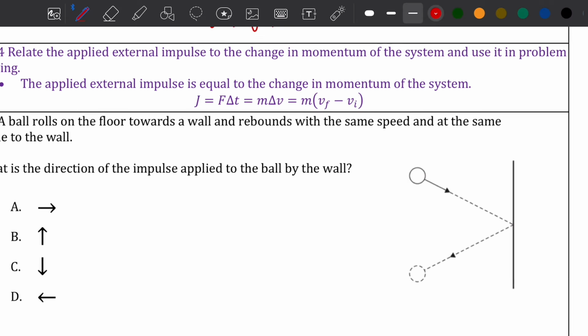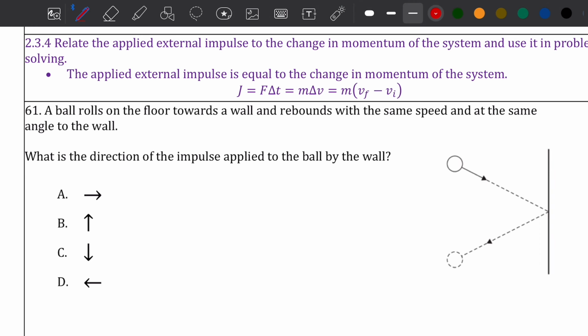Okay. A ball rolls on the floor towards a wall and rebounds with the same speed at the same angle to the wall. What is the direction of the impulse applied to the ball by the wall? To the ball by the wall. So the wall is going to push the ball towards the left direction. So the impulse applied by the wall on the ball will also be towards the left.